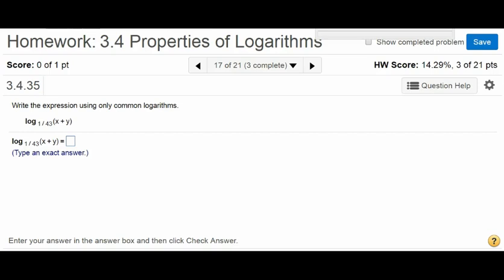Now, this one, you should actually already be able to approach this, but I was afraid that there's a small trick in it that might catch you guys. So what I'm going to set up on this is trying to write it using only common logarithms, which means we need to change everything to log base 10. So my answer would be log base 10 of x plus y. I'm using the change of base formula again to change this into a base 10 log, divided by log of 1 over 43.